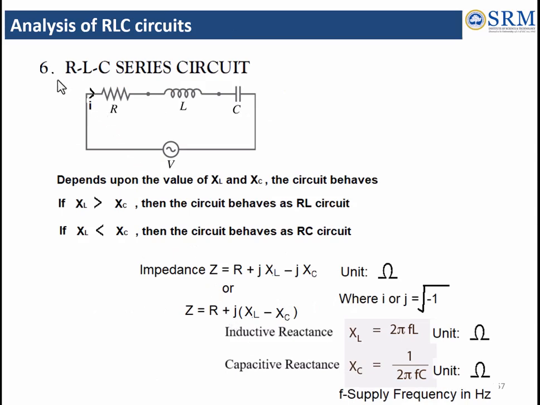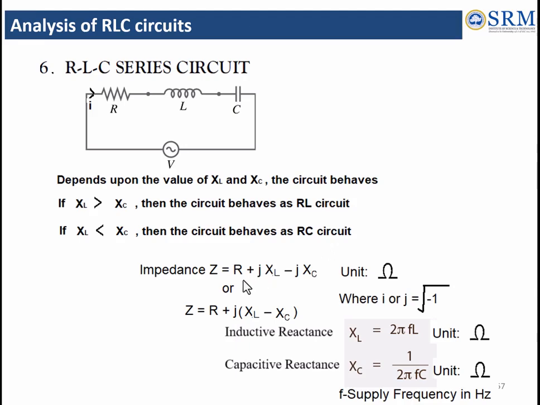Now let us see all three combinations. Resistor, inductor and capacitor, all three are placed in series. Then we apply the instantaneous voltage and the current is flowing. Depending on the values of the inductive reactance and capacitive reactance, this circuit will behave even though all three elements are connected, as an RL circuit or an RC circuit. When XL is greater than XC, that means the inductive reactance is dominant, it will behave as an RL circuit. If the inductive reactance is not dominant, it will behave as an RC circuit.